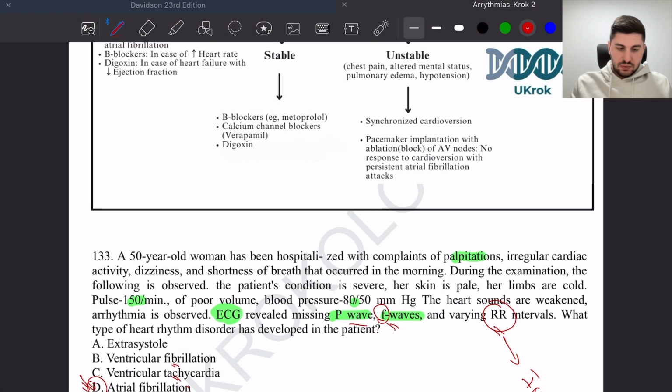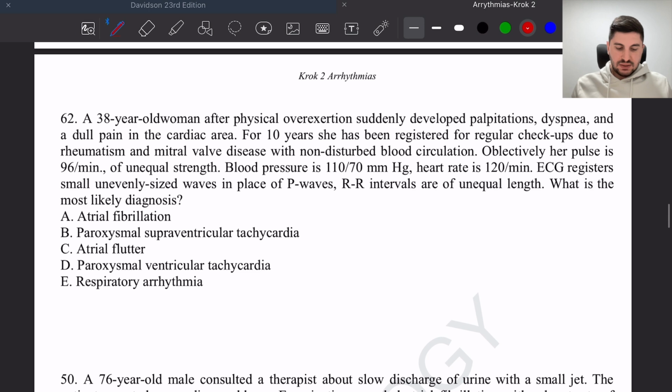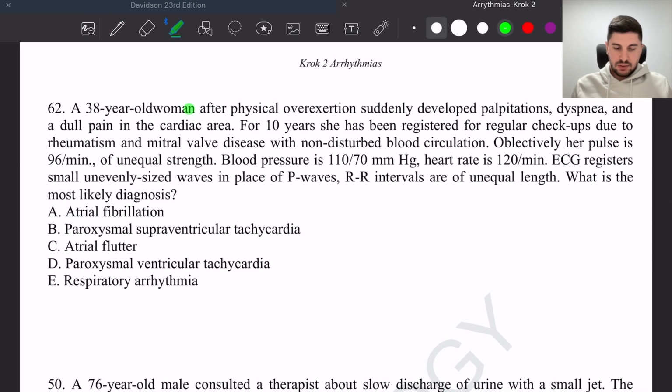Okay, we continue with diagnosing some cases of atrial fibrillation. This man having palpitations, and then the most important for me is about the ECG, small unevenly sized waves in place of the P waves, RR intervals of unequal length, so they are the same thing, atrial fibrillation.